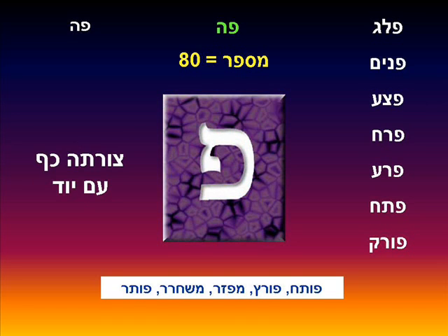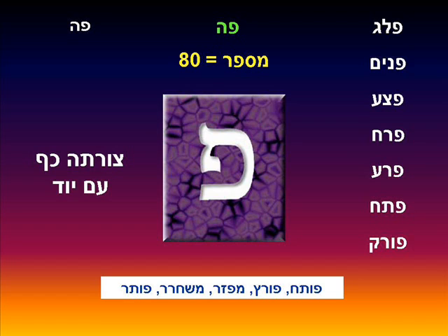Then you have pei. Pei is number 80, and the reason it's called pei is because it has a mouth. Whenever you see the letter pei, it has to do with an opening. Always, you will always see it. The essence of this letter is opening, or scattering, liberating, or solving. When you solve a problem, you are opening it up. When you scatter something, you are completely opening it up. It was once together, and you're letting it go outside.